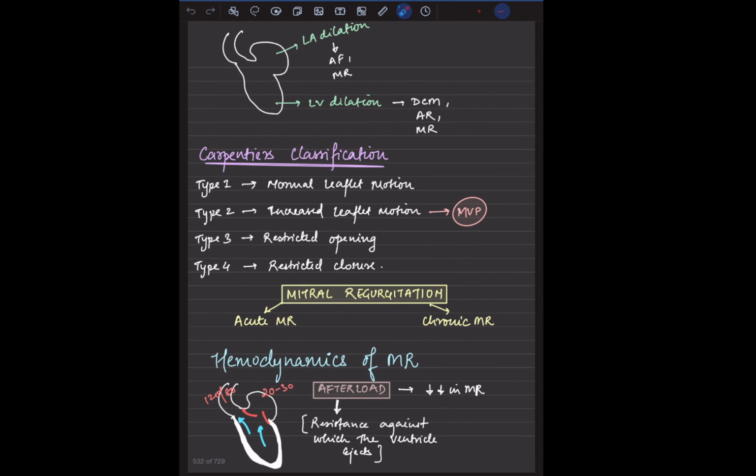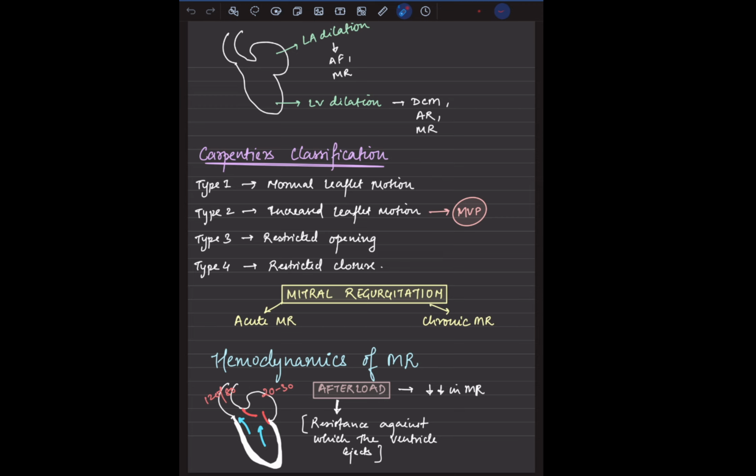Now what happens is, as there is this regurgitation, the blood is going back, so that will lead to dilatation of the left atrium. Whenever there is a left atrial dilatation, we know that there could be atrial fibrillation. Because of the atrial dilatation, a thrombus could also be formed. Then we have the left ventricle which is also dilated, that can be because of dilated cardiomyopathy causing mitral regurgitation, and aortic regurgitation can also be caused because of the dilatation of the ventricle.